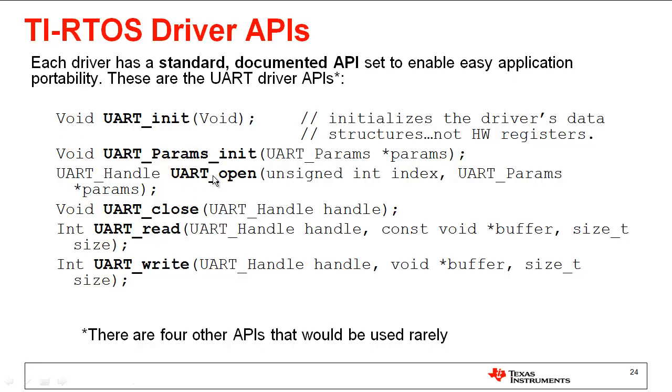Then we have UART open and UART close, which you use when you want to open up a UART port or close it. And then finally, you read and write to that UART port. So these are really the 6 APIs you would use all the time. There are a few other APIs, things like specialized non-blocking reads, that you would rarely use and that are typically not commonly used.